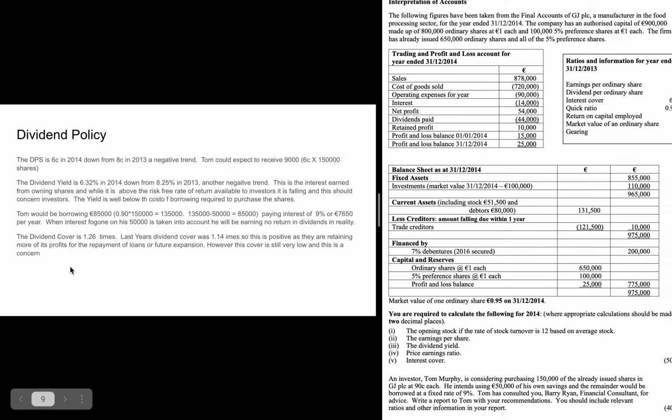You'd move on to the dividend cover then, so it's 1.26 times. Last year's dividend cover was 1.14, so it's positive. So you could say that is positive, but it's still very, very low. Okay, it's still very low, and that would be a concern.